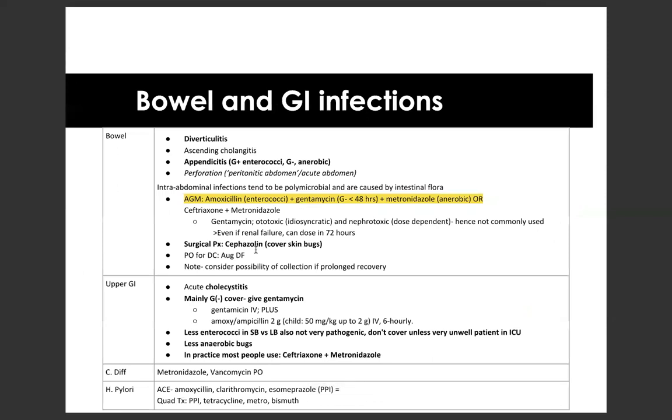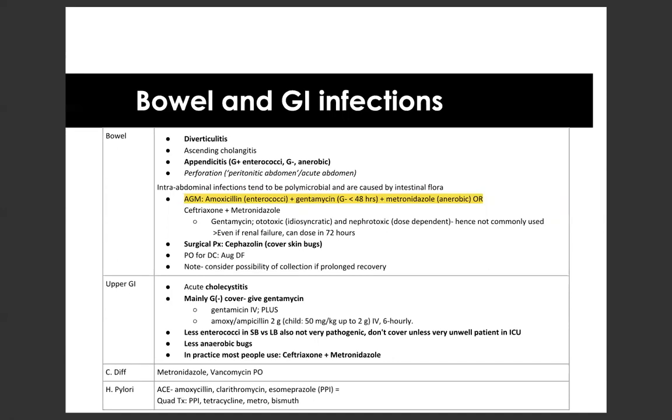So moving on to other GIT infections. The first I want to talk about is bowel infection, so things like appendicitis or diverticulitis. In general, because intra-abdominal infections are polymicrobial, you use a combination of antibiotics that covers gram-positive, gram-negative, and anaerobes. So you use AGM is the way I remember it: amoxicillin for enterococci, gram-positive, gentamicin for gram-negative, and metronidazole for the anaerobes.